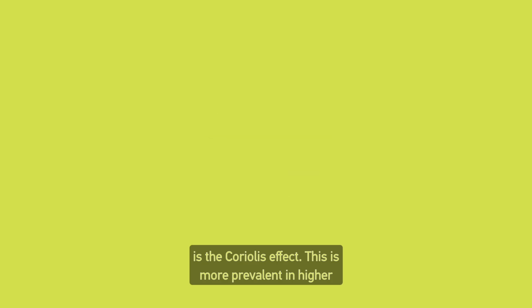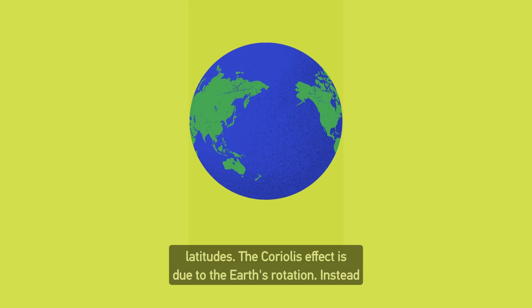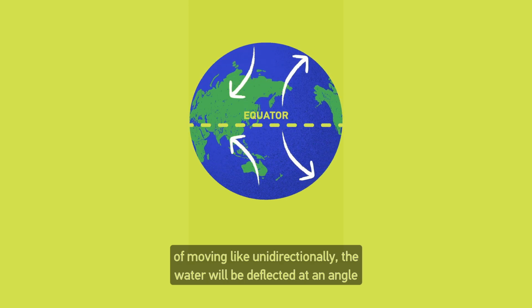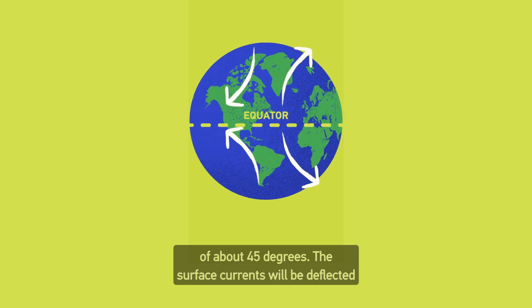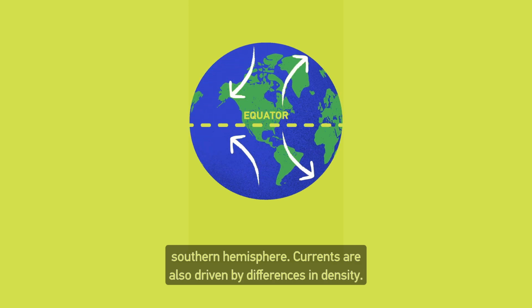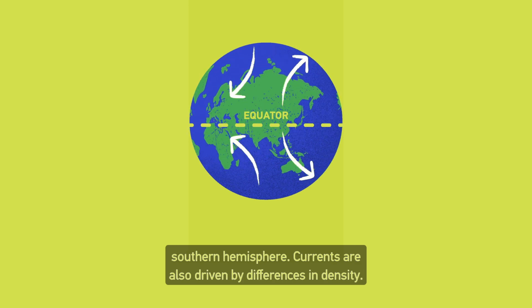This is more prevalent in higher latitudes. The Coriolis effect is due to the Earth's rotation. Instead of moving unidirectionally, the water will be deflected at an angle of about 45 degrees. The surface currents will be deflected to the right in the northern hemisphere and to the left in the southern hemisphere. Currents are also driven by differences in density.